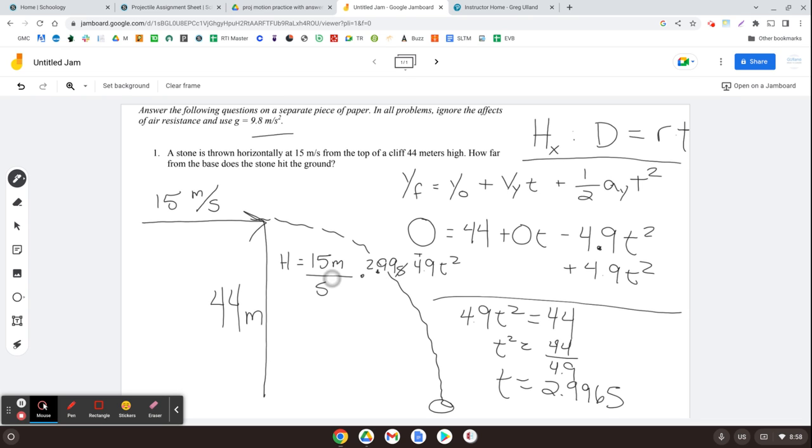The seconds cancel, and that gives us meters. So the horizontal distance is going to be about 45 meters. About 45 meters. Hope that helps.